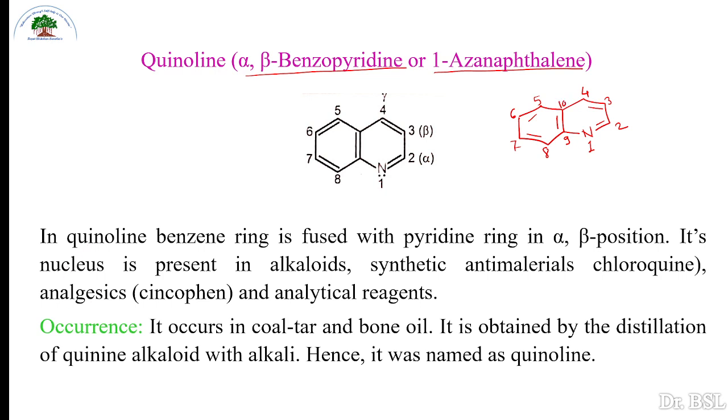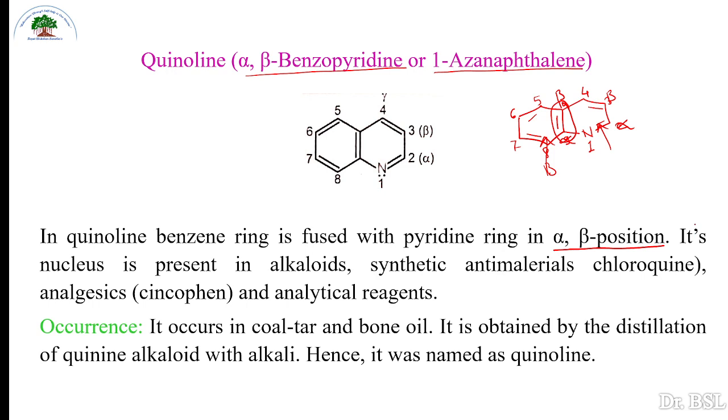In quinoline, benzene ring is fused with pyridine ring in alpha beta position. So this is alpha position and this one is beta. This is also alpha and beta. So at alpha beta position, ring fusion takes place and we get quinoline. And ring fusion is between the two rings. One ring is benzene ring, this one is benzene ring, and this is pyridine ring.